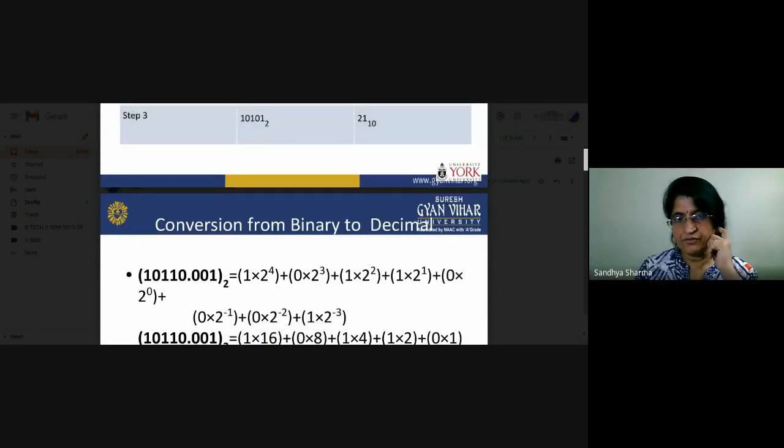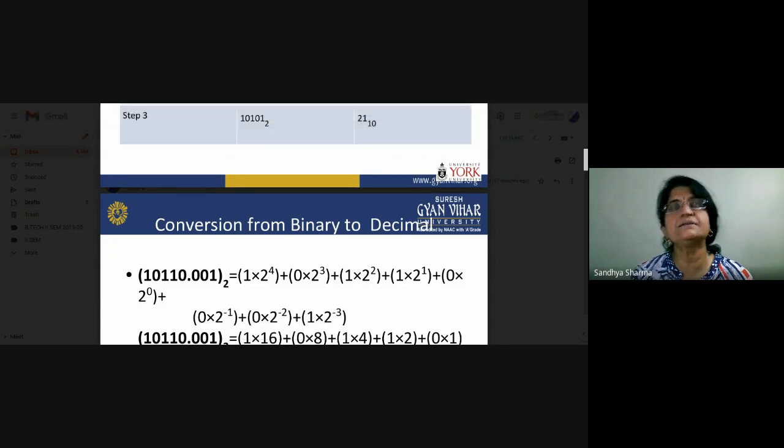What will happen here? The number before the fractional point is called the integer value, and the number after the point is called the fractional value. I think you have to remember this one, what the fractional value is and what the integer value is.